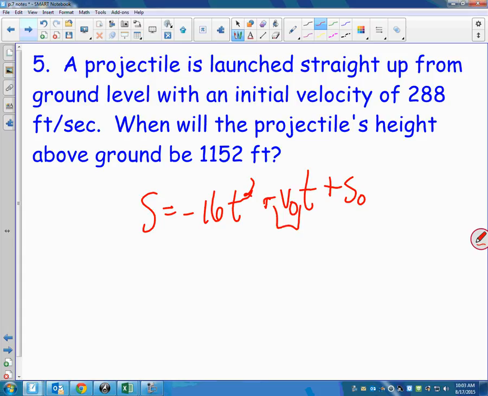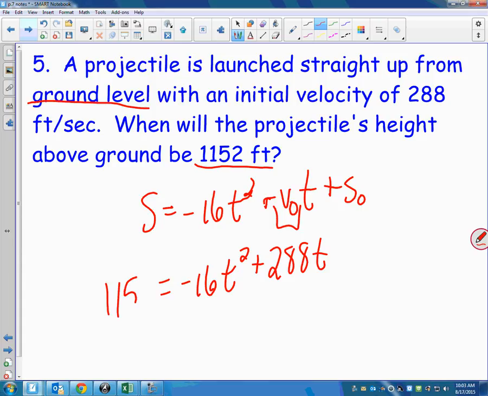S sub 0 is the initial height. What is the initial height of this? Is the initial height 1,152 feet? It's 0 because it's launched from ground level, right? So it's just plus 0 here. Where does this 1,152 go in? That's the ending height. So you got to know where to plug values in.